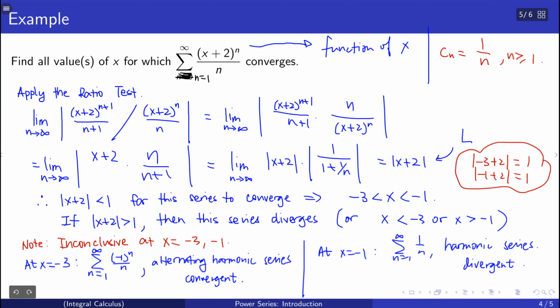And so what do we have here? It converges for these values of x, and converges at -3, and diverges everywhere else. And now we have our conclusion: the domain for this power series is -3 inclusive to -1 excluded.